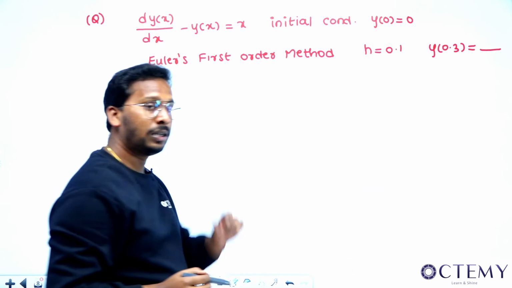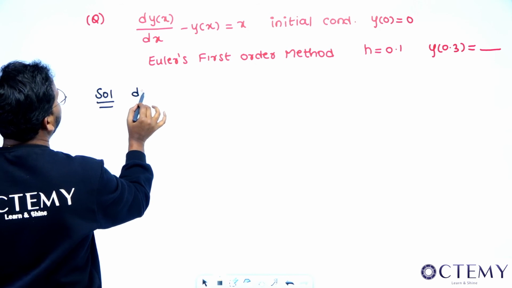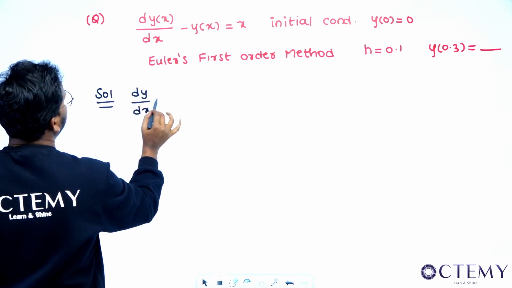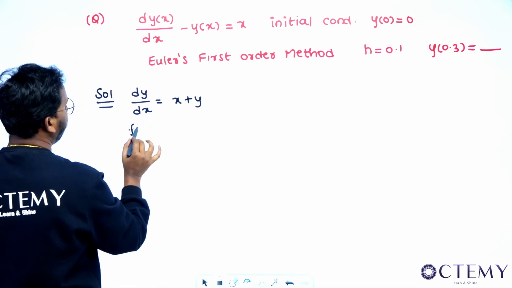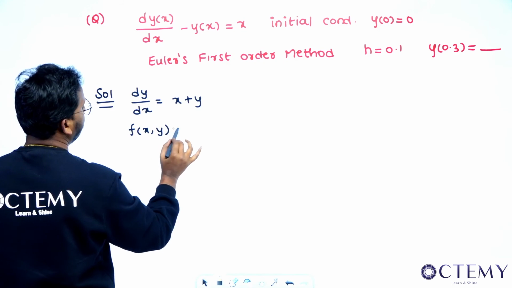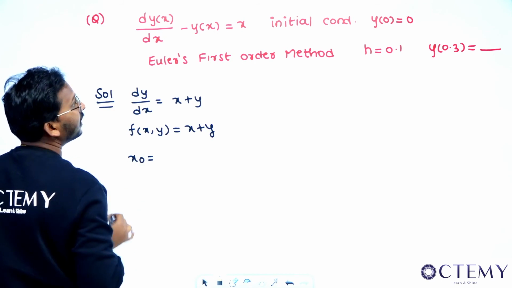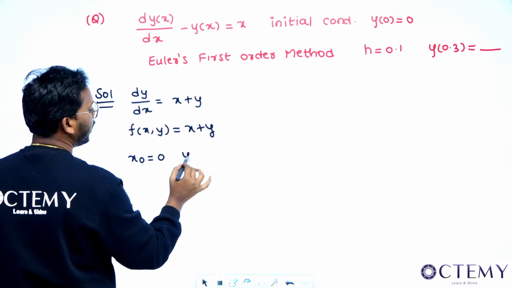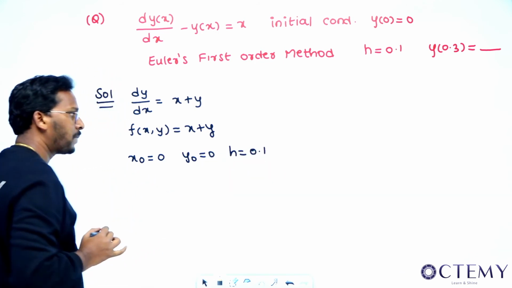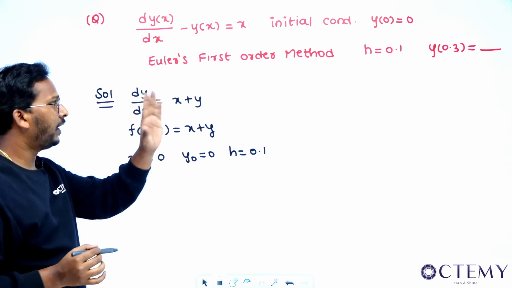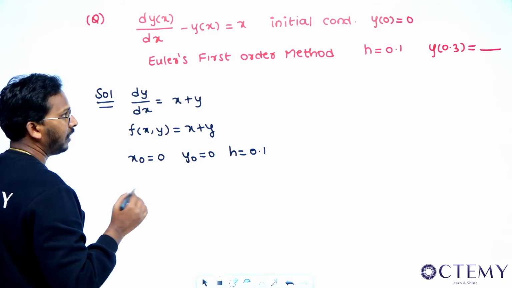So let us do this. If you write the given data, dy by dx is basically x plus y. That means f of x comma y is x plus y. x0 is 0, y0 is equal to 0, and the step size h is 0.1. We have to find what will be y for x is equal to 0.3.